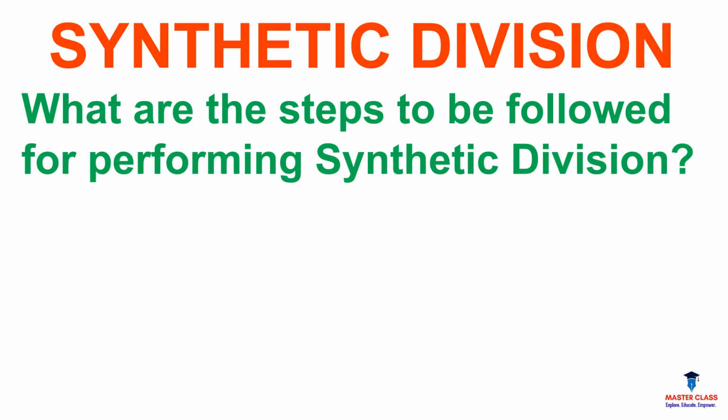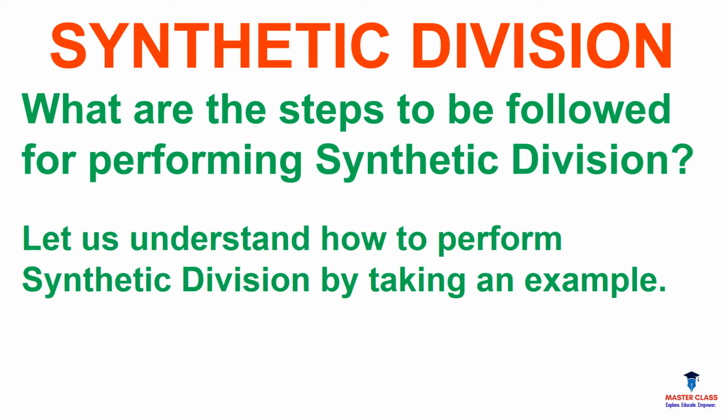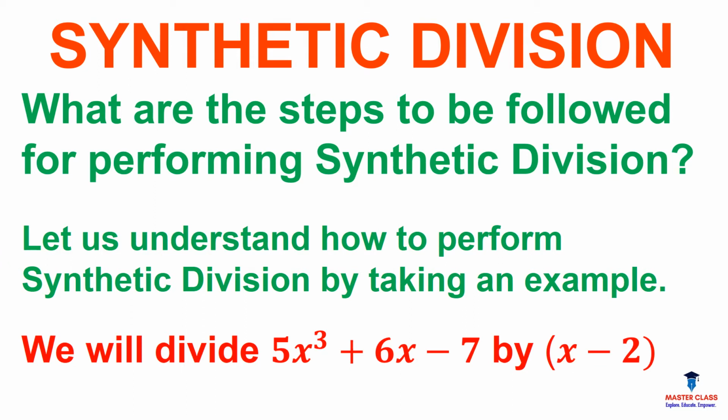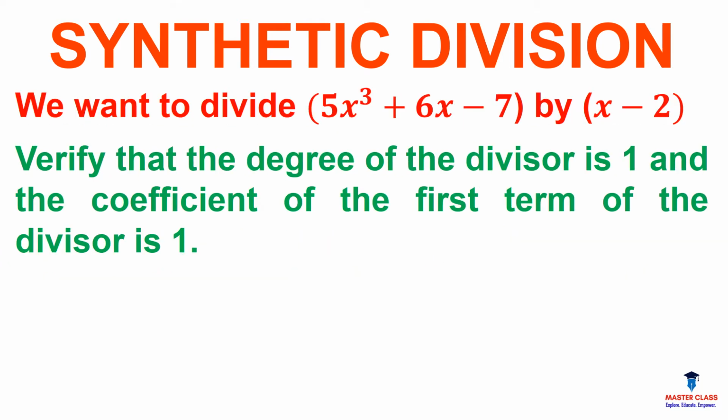What are the steps to be followed for performing synthetic division? The easiest way to understand synthetic division is by taking an example and performing the division step by step. We will divide 5x cubed plus 6x minus 7 by x minus 2. The first step is to verify that the degree of the divisor is 1 and the coefficient of the first term of the divisor is also 1.